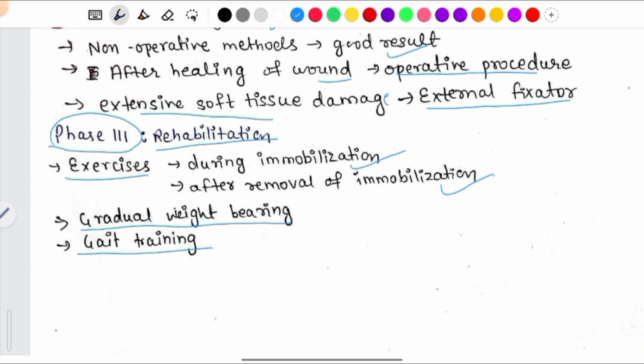This is all about management of open compound fracture.